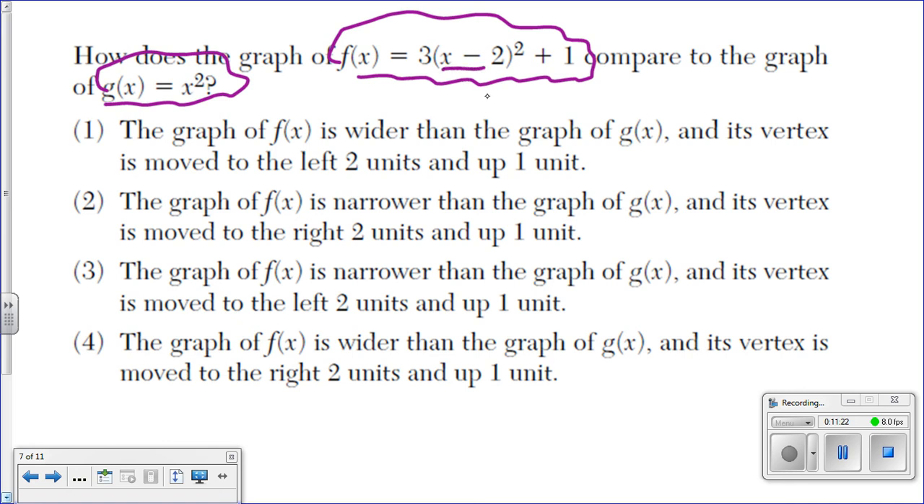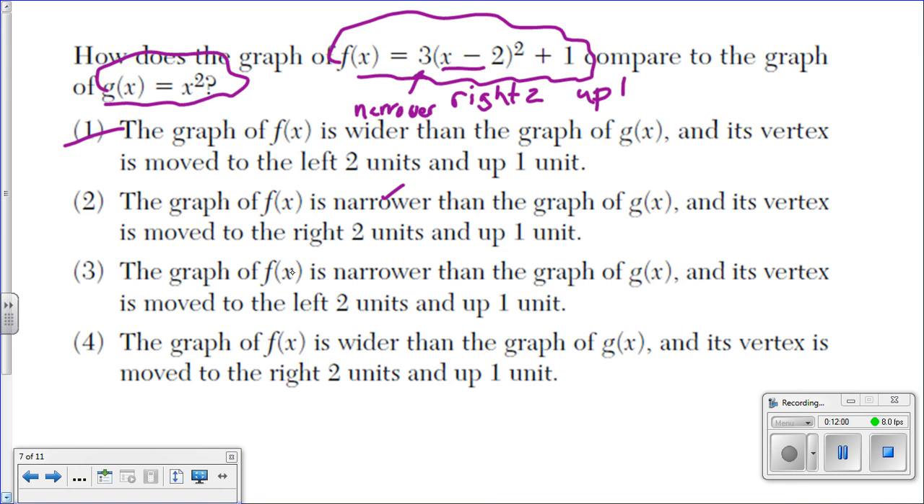The minus 2, before we even look at our choices, I would do this. I would say, okay, the minus 2 is going to make this go which way? Well, hopefully you're saying what makes this 0 is positive 2. So that means this is going right 2. The plus 1 means up 1. And the positive 3 is going to make this look narrower. Okay? So now let's read through the choices. The graph of f of x is wider. Nope, definitely not wider. The graph of f of x is narrower. Good.